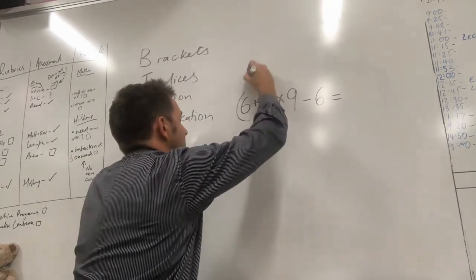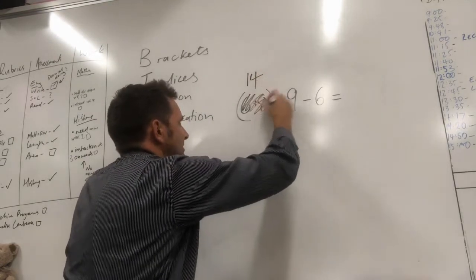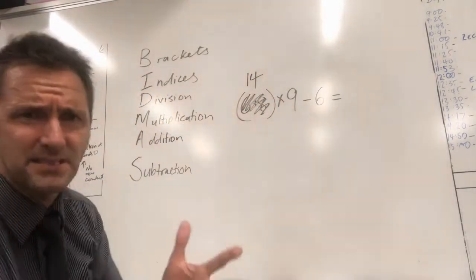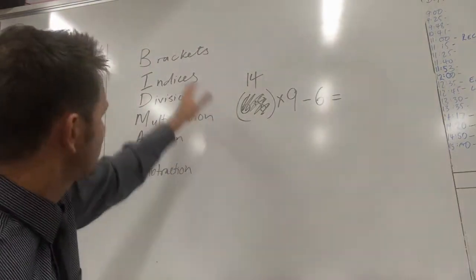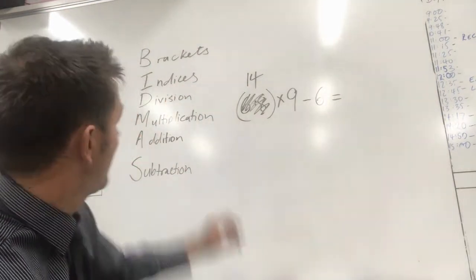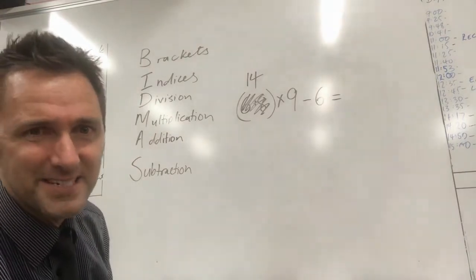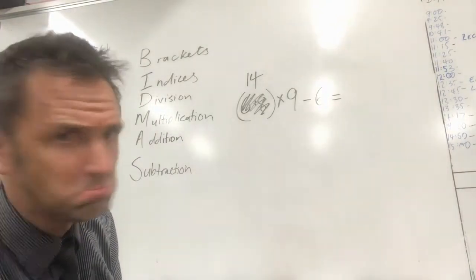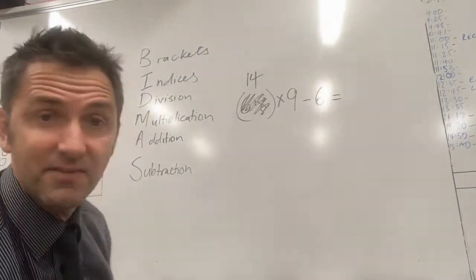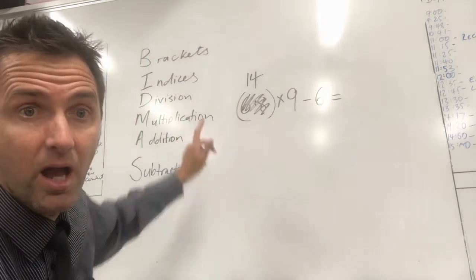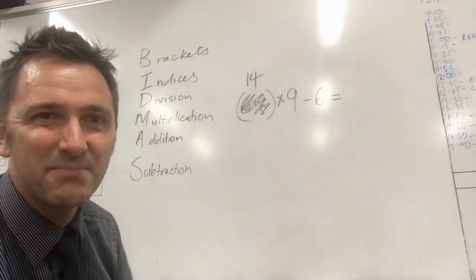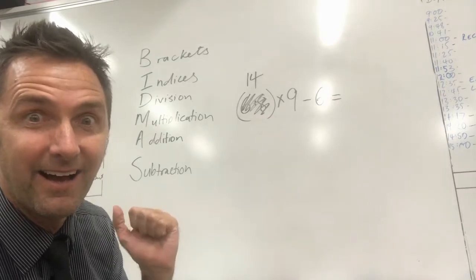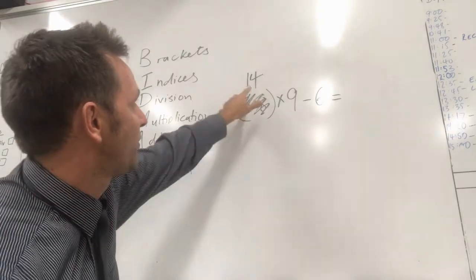So pop down 14. You can cross out this. It's done now. This is essentially 14. Yeah, that's the value of it, 14. Right, we've done brackets. What do you do next? You do division. Is there any division? After division, you do multiplication. Is there multiplication? Yes, there is. 14 times 9.